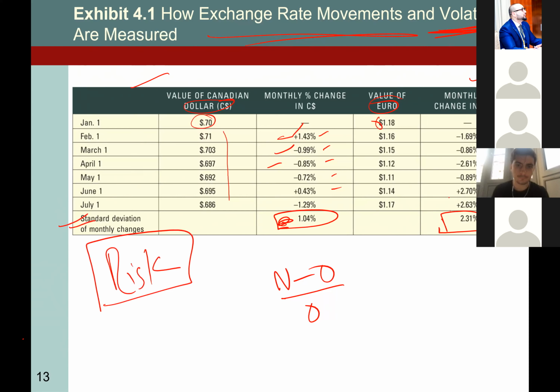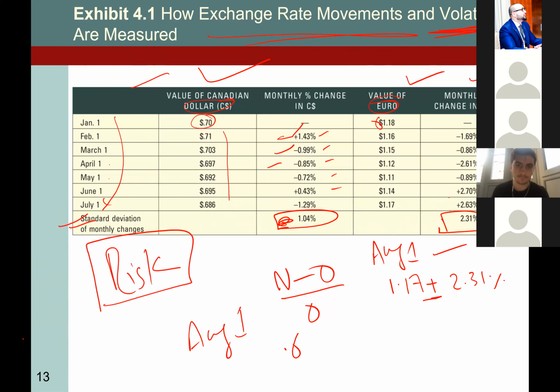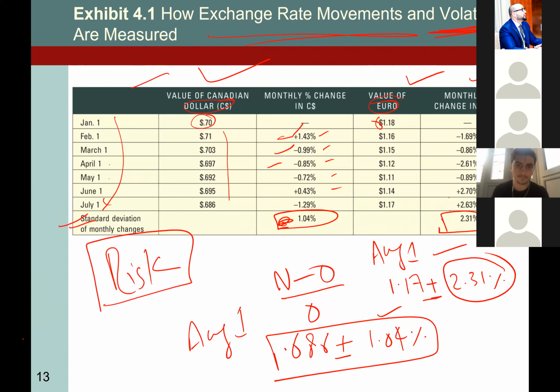We have been given the values for January, February, March, April, May, June, July. If I ask what is the value of the euro in August, the statistical analysis will say that it will either increase by 2.31% or decrease by 2.31%. And if I ask about the value in August of the Canadian dollar, it would be 0.686 plus or minus 1.04%. So you see, in the euro we have a bigger number to either increase or decrease, and in the Canadian dollar we have a smaller number. We call this volatility.